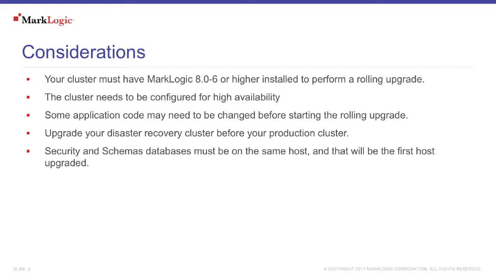From an order of operations perspective, you need to upgrade your disaster recovery cluster before your production cluster. The newer version on the disaster recovery cluster will be able to understand the replication details passed from the older production cluster. Lastly, the security and schemas databases must be on the same host, and that needs to be the first host upgraded in the cluster.